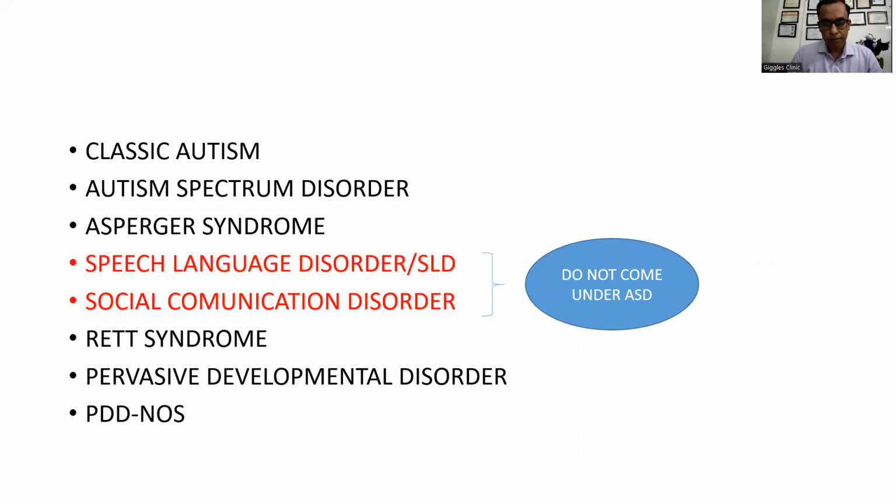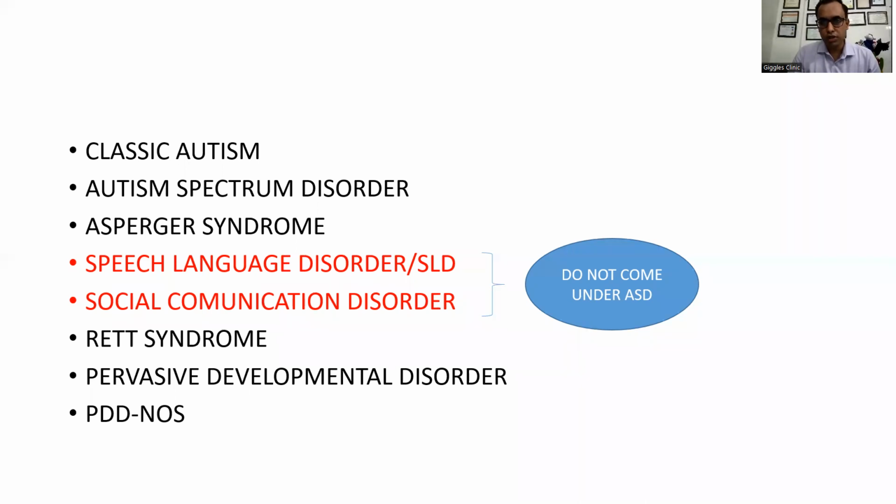Now, first of all, these classifications which I have mentioned here are basically a part of autism spectrum disorder. Earlier, we used to separate them as classic autism or autism spectrum disorder or Asperger syndrome or Rett syndrome or pervasive developmental disorder. But now all of these come under a common spectrum or an umbrella, which is called autism spectrum disorder. And the two important things which have now been added under DSM-5, that is Diagnostic Statistical Manual 5, the latest, are speech language disorder and social communication disorder.